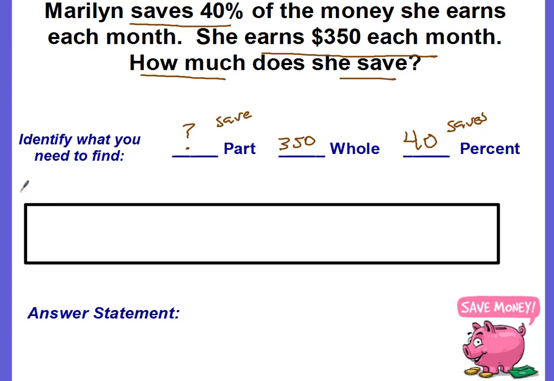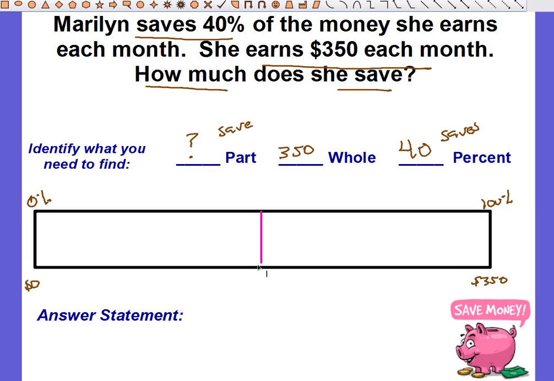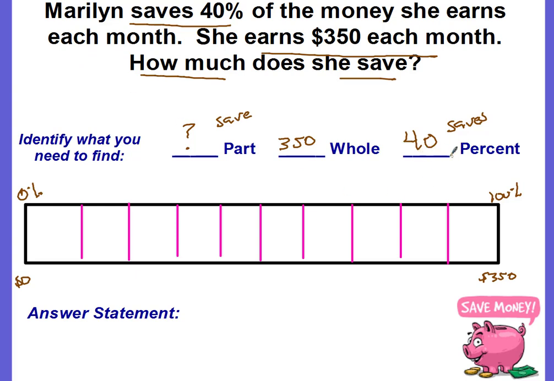So let's go ahead and label. We're going to go from 0% to 100%. We do know the whole. We're talking about money. So we go from $0 to the $350 that she earns in a month. Let's go ahead and break this up into 10 equal parts. 1, 2, 3, 4, and 1, 2, 3, 4. And we know the percent is 40%, so we need to label at least a 40%. 10, 20, 30, and 40%. This is the amount that we're looking for.